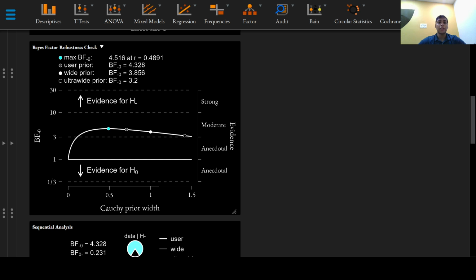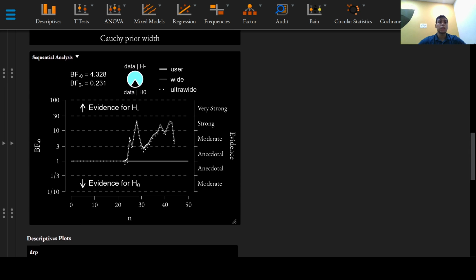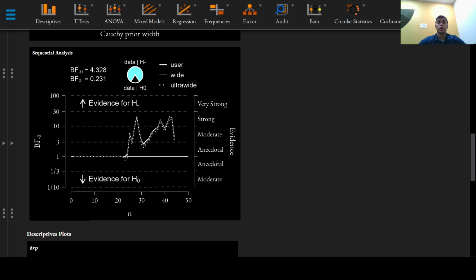The Bayes factor robustness check displays the Bayes factor as a function of the Cauchy prior width on effect size. The white circle represents the BF computed with the wide prior. The black circle represents the BF computed with an ultra wide prior, and similarly, the gray circle represents the BF computed with the user prior. The blue circle is the max Bayes factor, which stands at an r equal to 0.489.